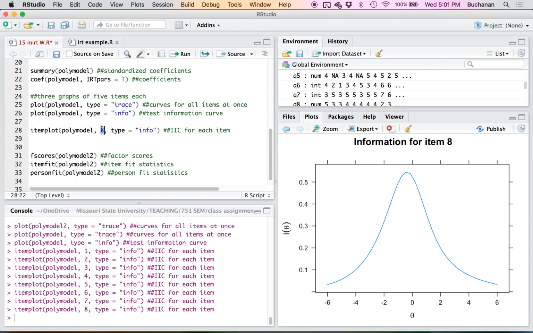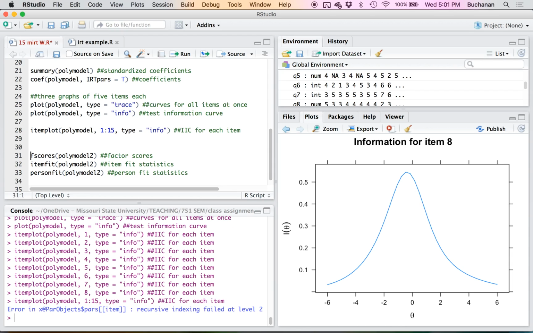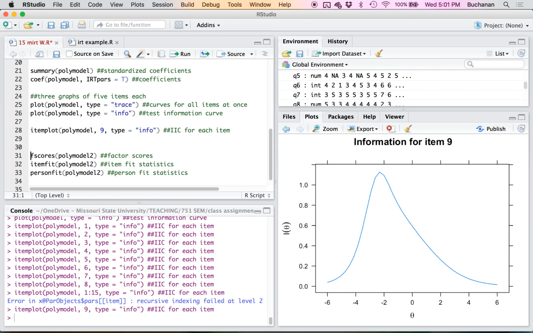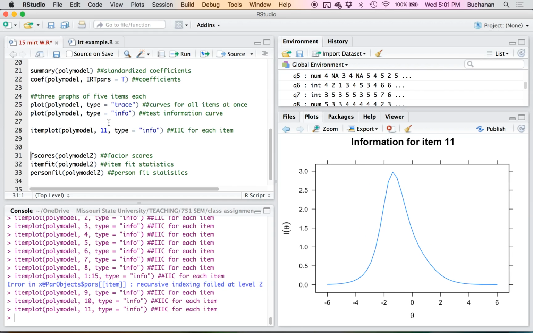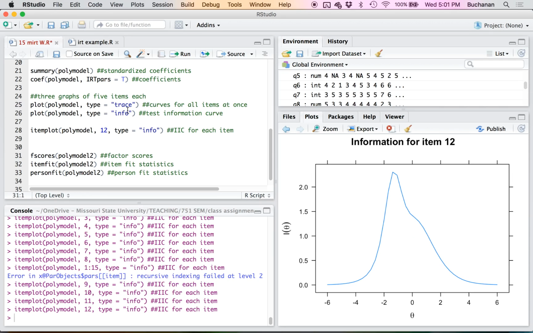Okay. Let's try that, see what it does. Nope, done like that. Oh, I was on 9. 8 looks like it's kind of average. 9 is way below average. 10 is below average. 11. 12. Okay, you get the idea.